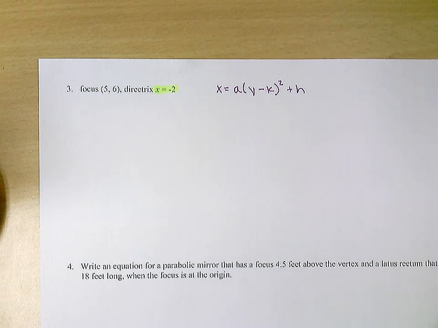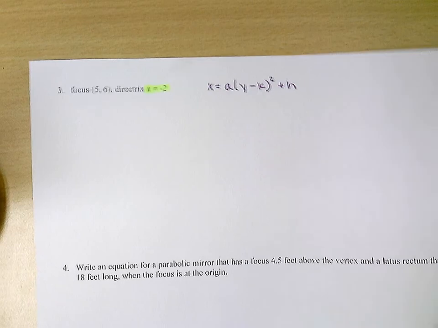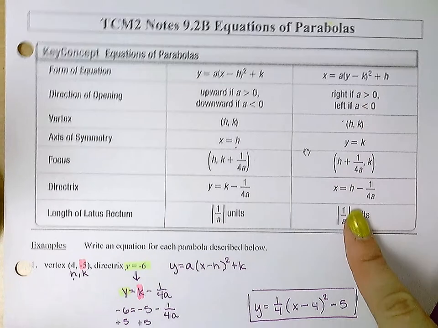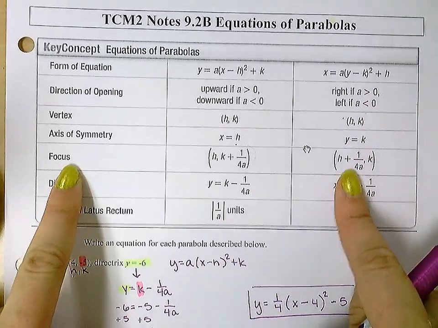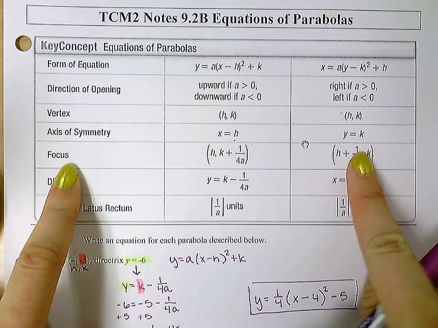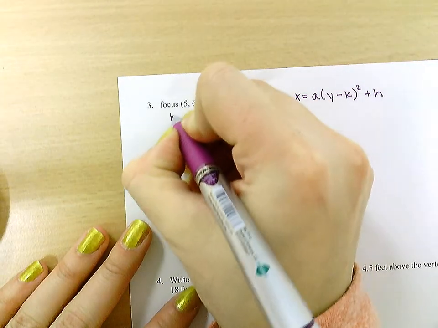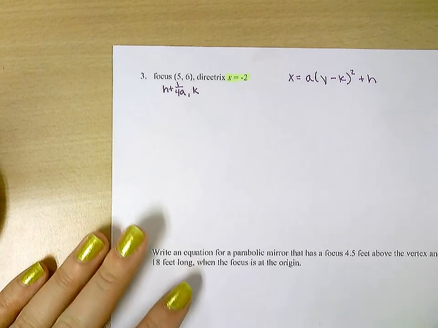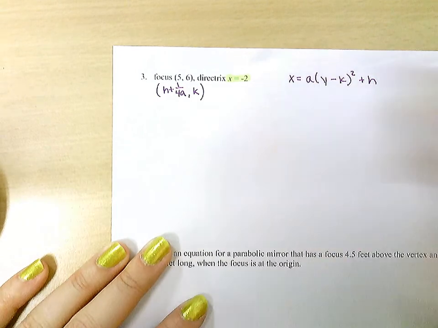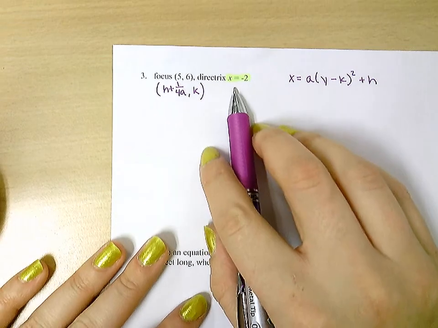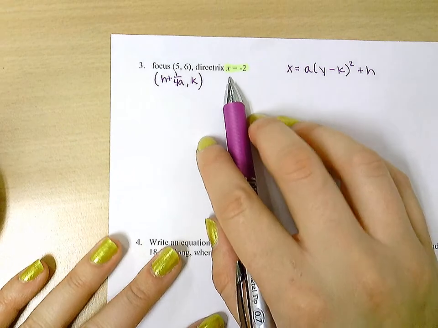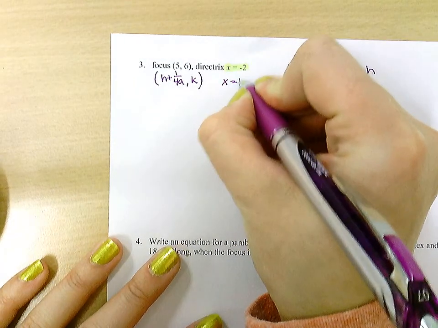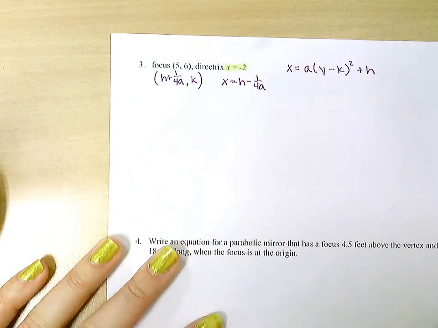Okay, so on the front then, with your focus in that column, I know I'm using this column. My focus in that column is this equation. So I have (h plus 1 over 4a, k) for that point. Okay, so that's your focus. Then again, in that same column, your directrix equation is x is equal to h minus 1 over 4a.